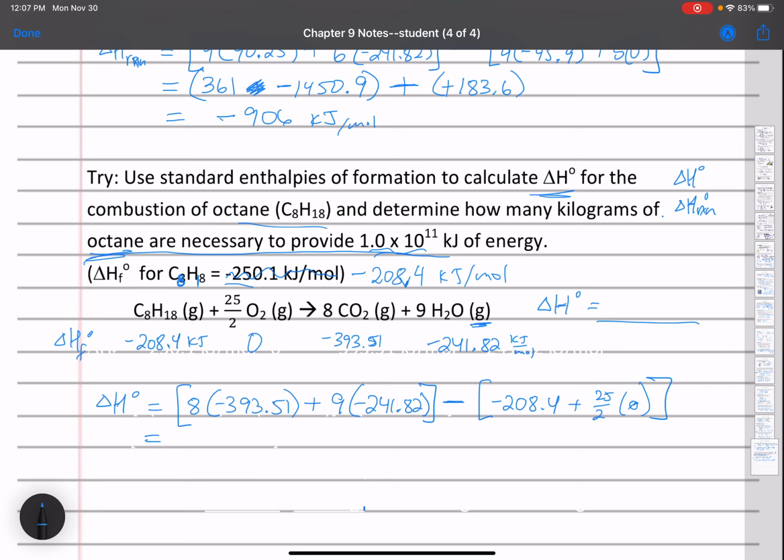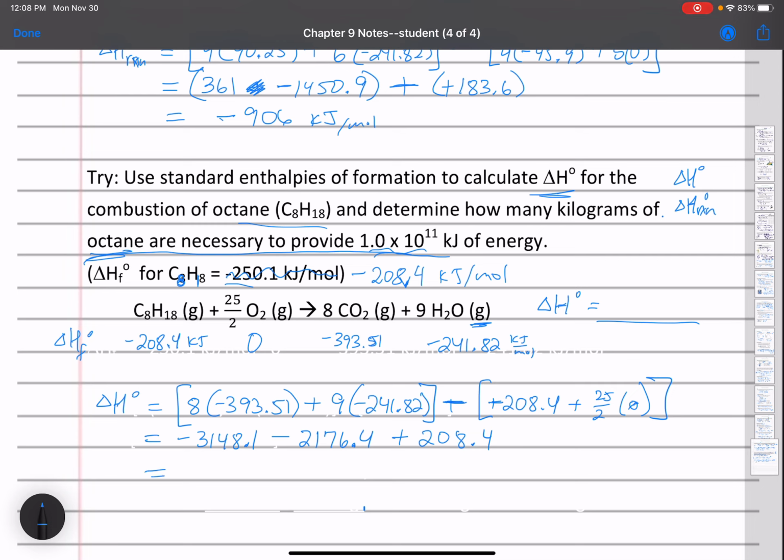All right, so 8 times negative 393 is negative 3148.1. And 9 times negative 241 is, we're adding negative 2176.4. So when we add a negative, it's the same as subtracting. And then we are subtracting a negative here. It's the same as adding.